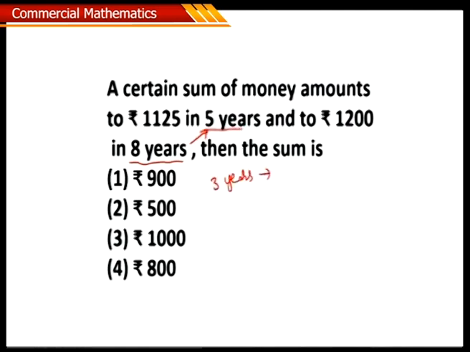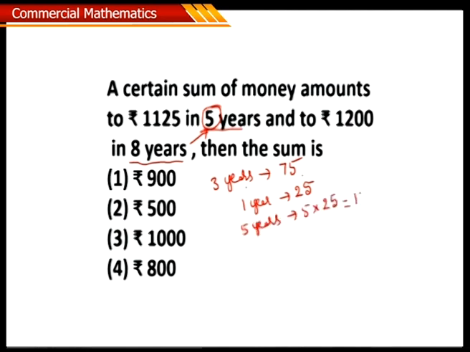In 3 years, what is the difference in the amounts? 1200 minus 1125 means 75 rupees. Correct? Observe. In 3 years the increase is 75 rupees, which means in 1 year it is 25 rupees. Here for the first one it is 5 years. So 1 year 25 rupees means 5 years means 5 into 25.